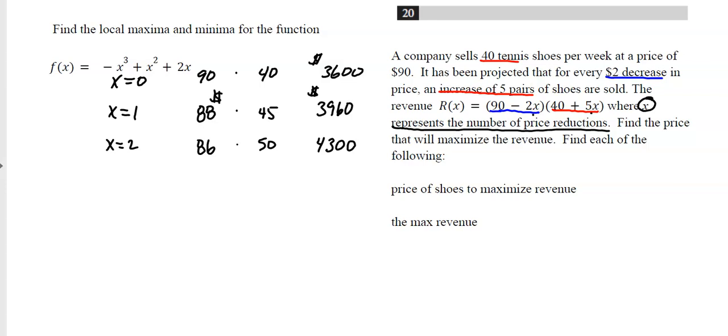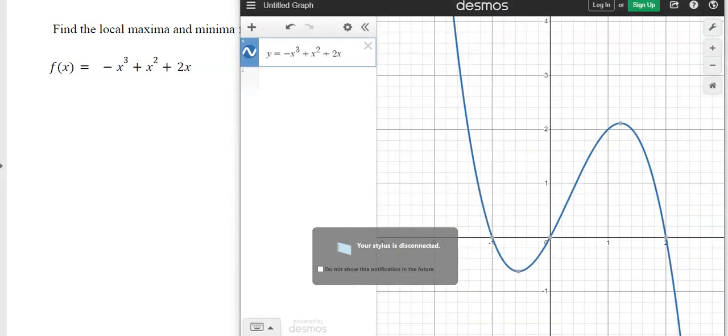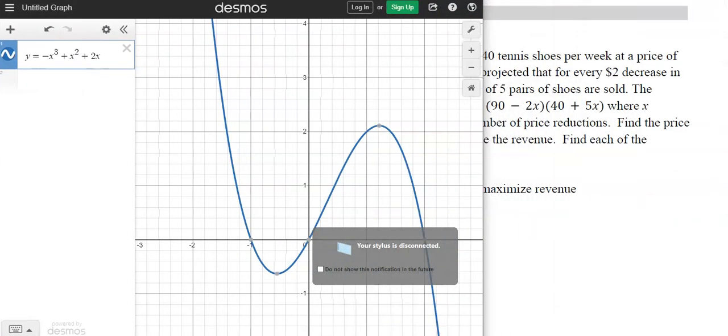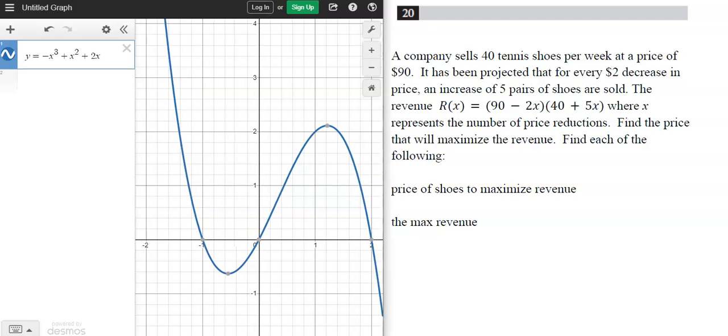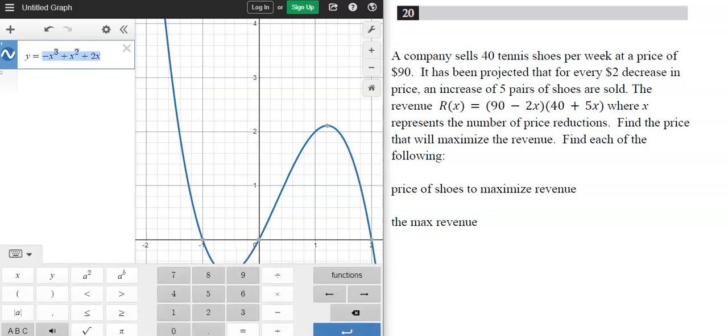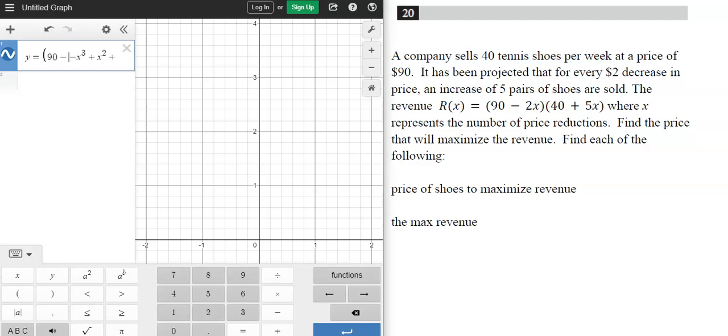So let me pull up Desmos, our good old friend. I'm going to put it over here on the left this time. So my equation is going to be parenthesis 90 minus 2x parenthesis. Actually, I think I need to just get rid of this. Start over. 90 minus 2x. And then I'm going to have a 40 plus 5x.